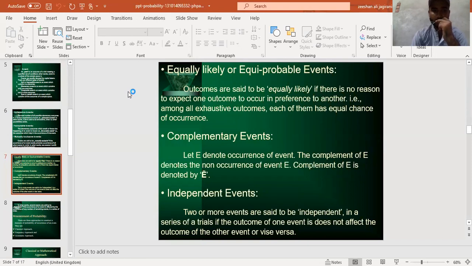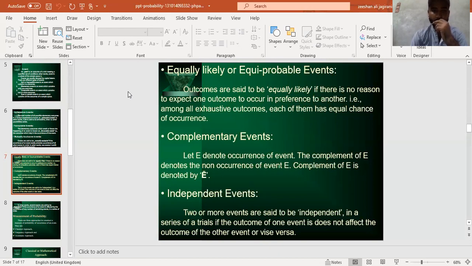Equally likely or equiprobable events. Outcomes are said to be equally likely if there is no reason to expect one outcome to occur in preference to another. For example, among all the exhaustive outcomes, each of them has an equal chance of occurrence. Complementary events. Let E denote the occurrence of an event. The complement of E denotes the non-occurrence of event E, and is denoted by E with a bar.